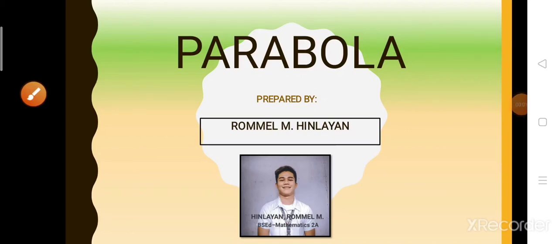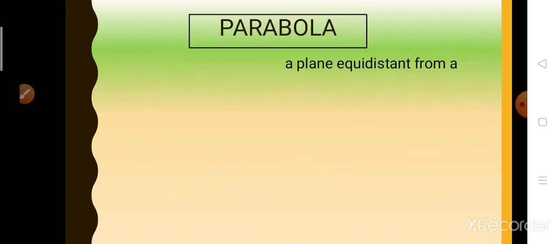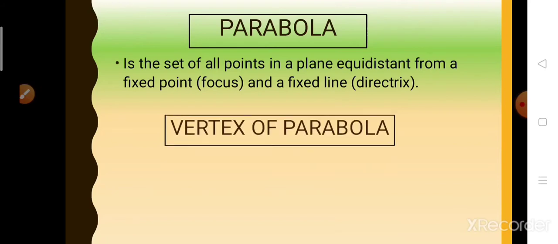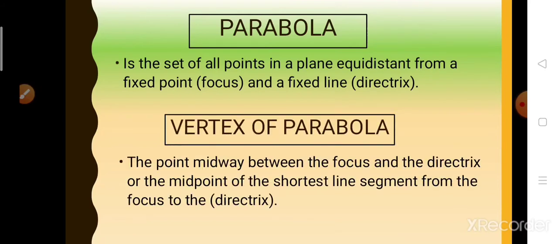Okay, our topic for today is all about the conic section parabola in calculus. A parabola is the set of all points in a plane equidistant from a fixed point, the focus, and a fixed line, the directrix. The vertex of a parabola is the point midway between the focus and the directrix, or the midpoint of the shortest line segment from the focus to the directrix.